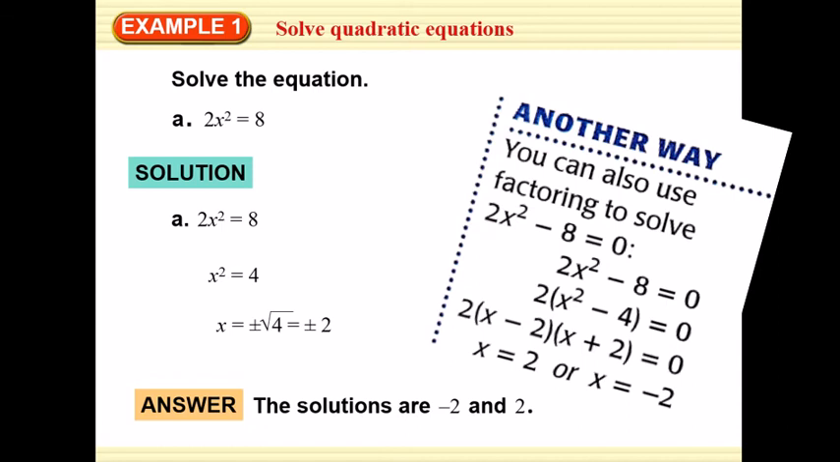Alright, so as you can see, they went ahead and subtracted 8 from both sides in this step. They then found that each term was divisible by 2, so they factored out a 2. And then this x squared minus 4 is the difference of squares, so it factors into x minus 2 times x plus 2. Using the zero product property, this one gives you a positive 2, and this one gives you a negative 2. Alright, that's just another way to go about it.